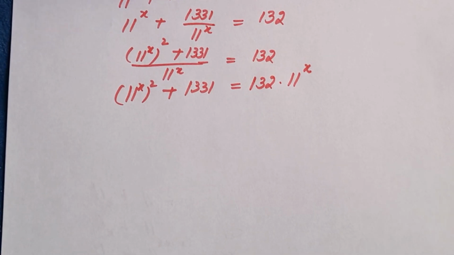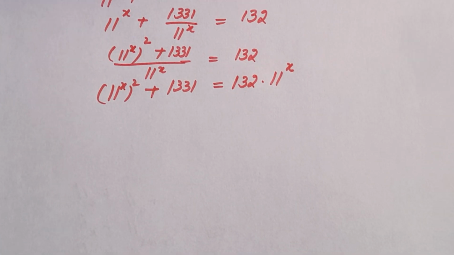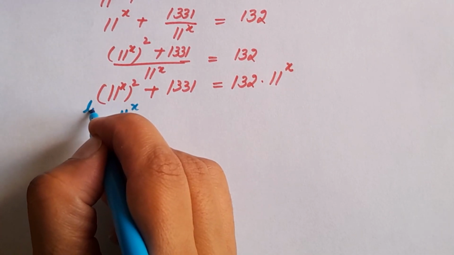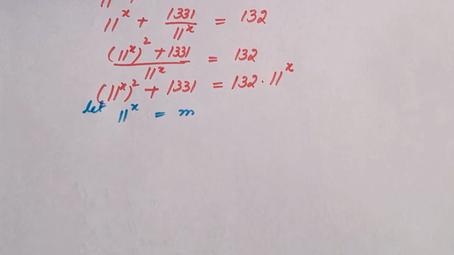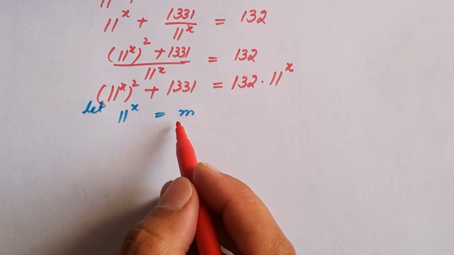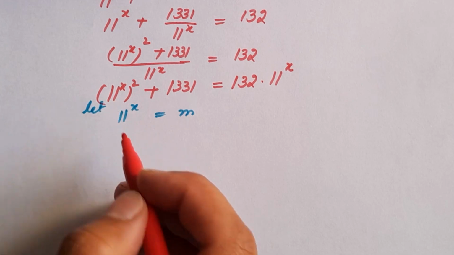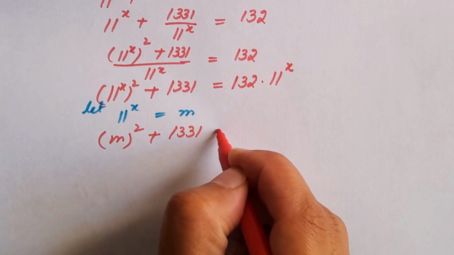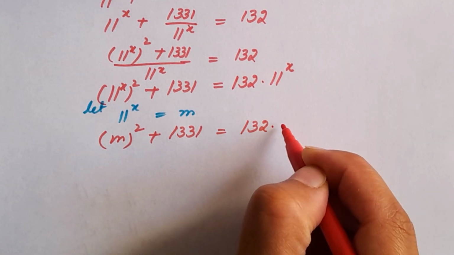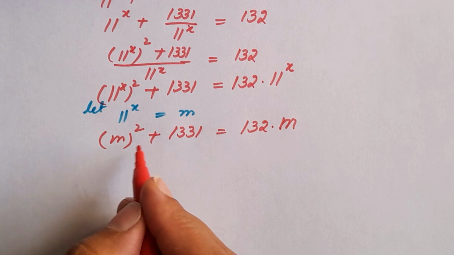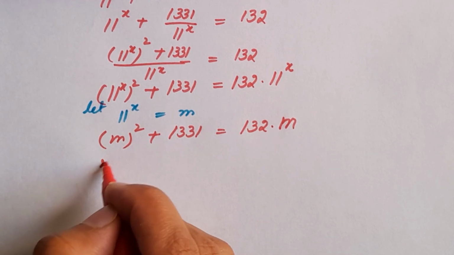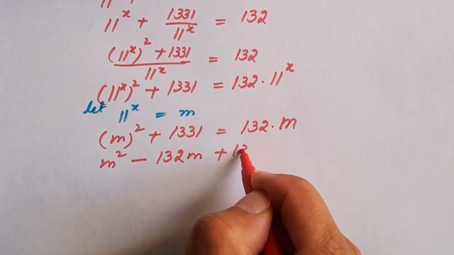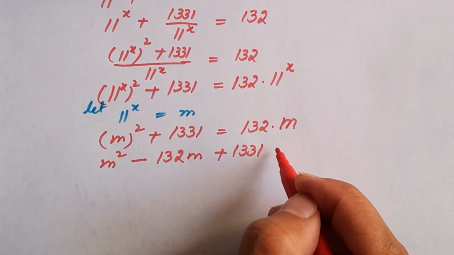We are going to let some values here. Let this 11 to the power x be equal to m. So putting this value of 11 to the power x, m, in the given equation over here, this will become m square plus 1331 is equal to 132 times m. In the next step we are going to take this 132m to left hand side, so it will become negative 132m, and this will be equal to 0.